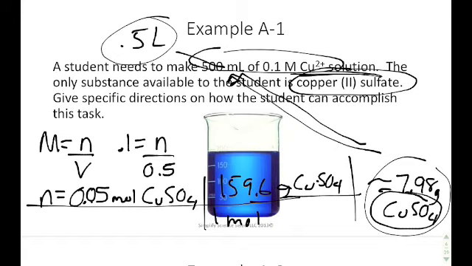Okay, this is an example of a mastery level question because it requires that you figure out how to get the sulfate out of solution as well.